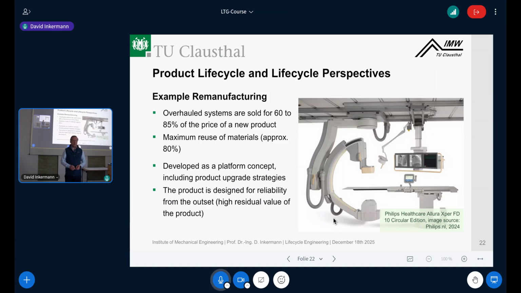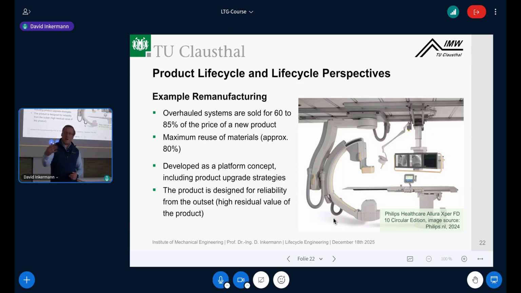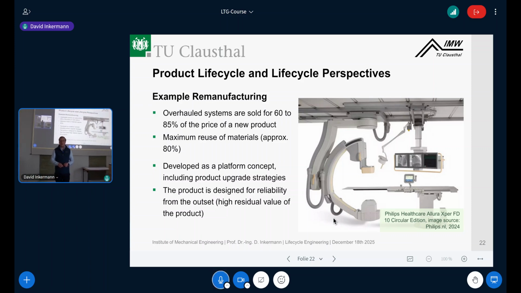Yes, that means we have a platform overall, high modularity, easy upgrade and replacement of single components, and all the product components themselves are designed for reliability from the very beginning, yes? And that is where you also then have a higher value after the first life cycle. Just one of the products, and very generically speaking, you can conclude that those strategies of remanufacturing and reuse are mostly relevant for products that have high investment costs.